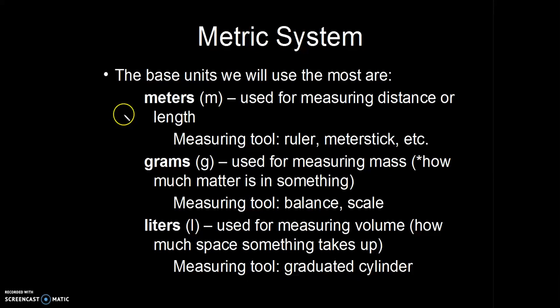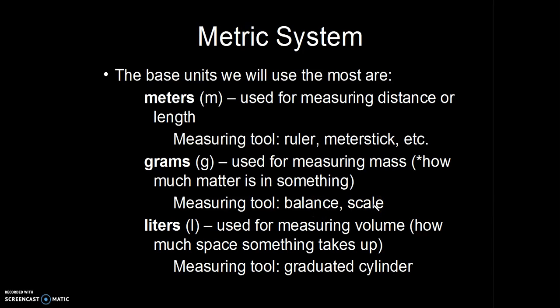So here is a review of the three base units. The meter, which is abbreviated M, is used for measuring distance and length. The measuring tool we would use for that, of course, is the ruler or the meter stick or a measuring tape, something that measures the distance from two different points. For mass, we use grams, which is abbreviated G. Mass is defined as how much matter is in something. And so we use a balance, like a triple beam balance or maybe a digital balance.